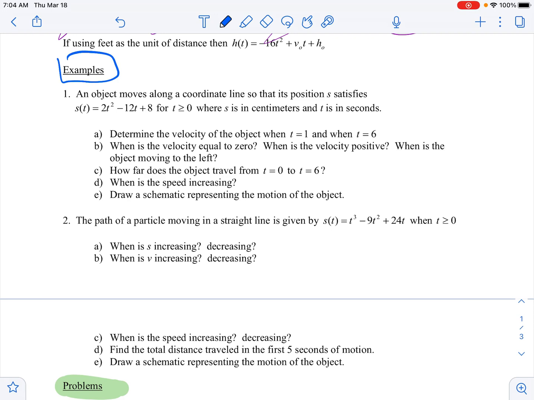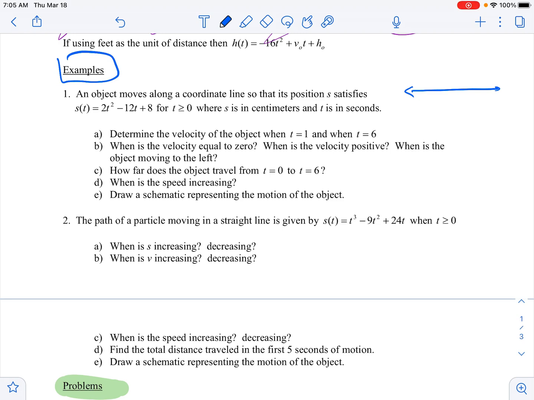At number 1, an object moves along a coordinate line so that its position s satisfies s of t equals 2t squared minus 12t plus 8 for t values greater than or equal to 0, where s is in centimeters and t is in seconds. Position is measured in centimeters, and t is measured in seconds. As we look through the questions, I'm looking ahead. It asks us about moving to the left, so we know that we're dealing with horizontal movement in this problem. Determine the velocity of the object when time is 1 and 6 seconds.